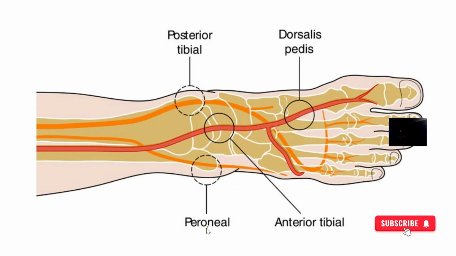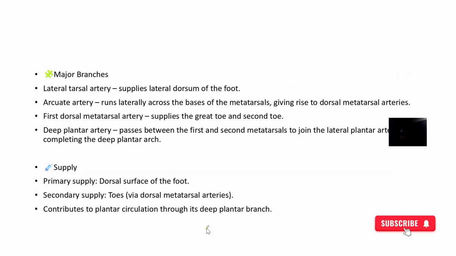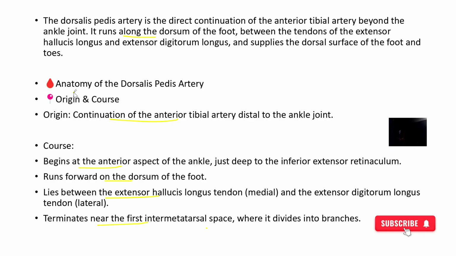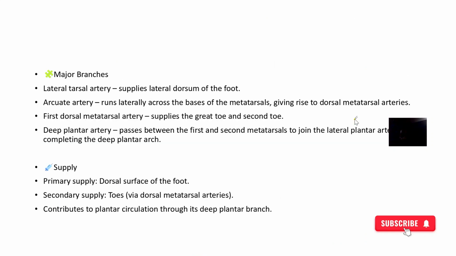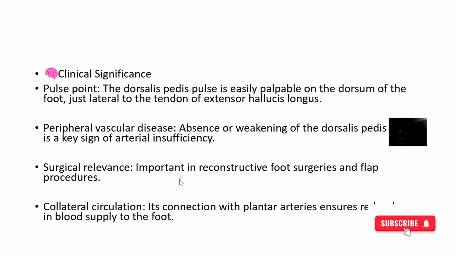Okay, so what we have here next, you can see these are the Dorsalis pedis branches. Its major branches include the lateral tarsal artery. Just mark all the branches below this, so that I won't have to come back to this image. So the lateral tarsal artery, it also gives rise to the arcuate artery, the first dorsal metatarsal artery, and the deep plantar artery. Okay, so it supplies everything at the back of the foot, the toes, and the rest of it.